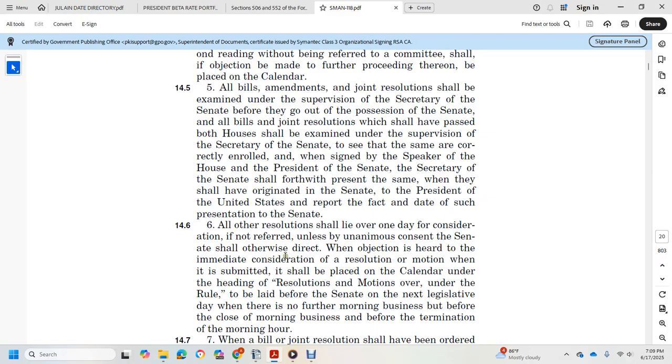Objection is heard from the immediate consideration of a resolution or motion when it's submitted. It shall be placed on the calendar under the heading "Resolutions and Motions Over, Under the Rule," and be laid before the Senate on the next legislative day, after there is no further morning business, but before the closing of the morning business and before the termination of the morning hour.